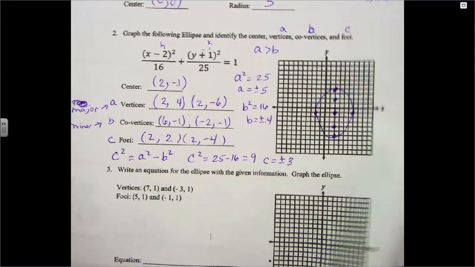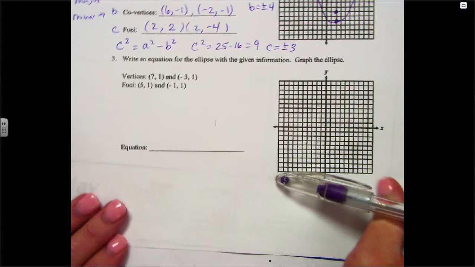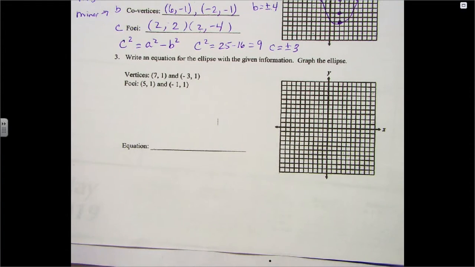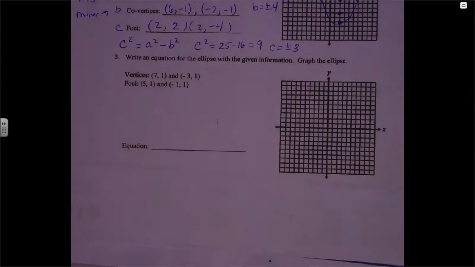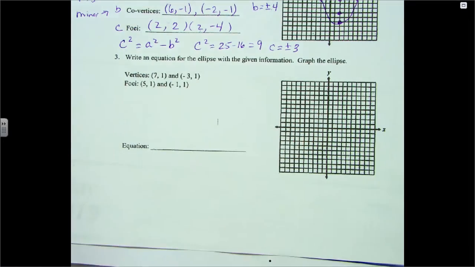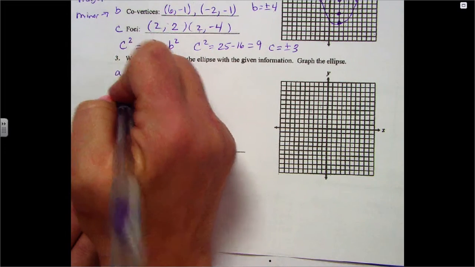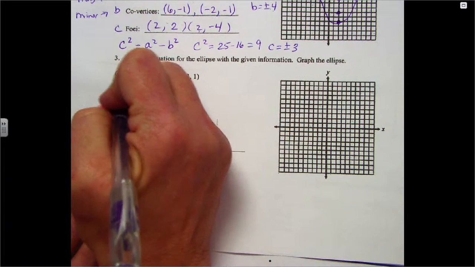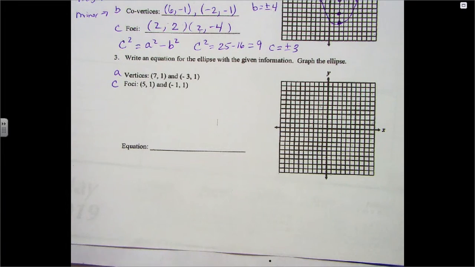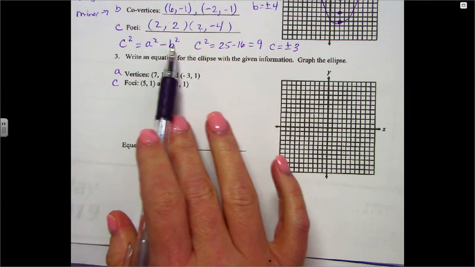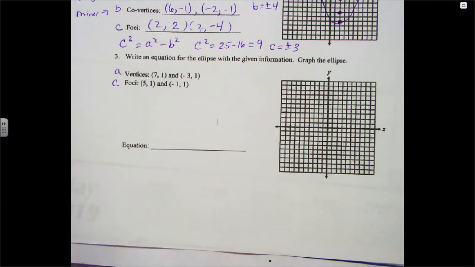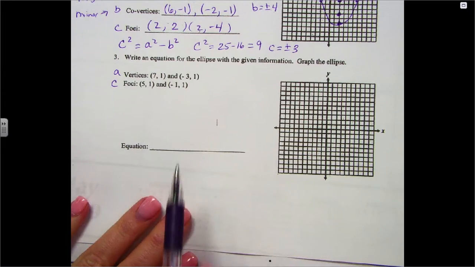All right, so let's move on to the next one. The next one says they want you to write an equation for the ellipse given just the vertices and the foci. Again, we know the vertices give me a, and the foci give me my c. We can use the equation c squared equals a squared minus b squared to find my b value. So the first thing we need to do is find the center.